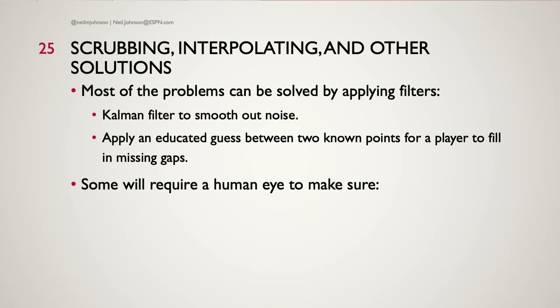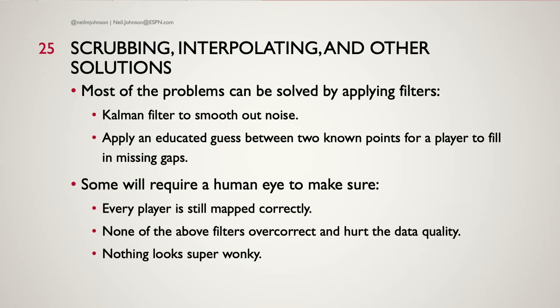We can apply an educated guess between 2 known points for a player to fill in the missing gaps. So if we see them and then they disappear and then they come back, we can just create a simple linear function for the time that they're missing to go between those 2 points. And this is where the human eye will also have to make sure that everything's looking good, making sure that nothing's super wonky. And if there's anything that needs to be manually corrected, this is the time to do that.